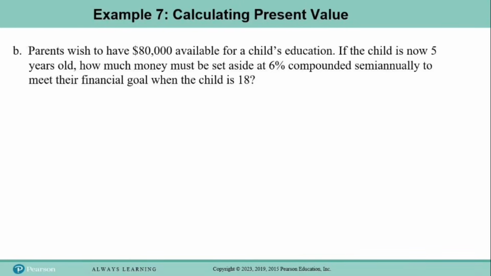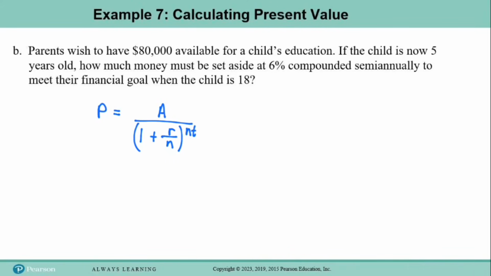And here is example 7 part B. It says parents wish to have $80,000 available for a child's education. If the child is now 5 years old, how much money must be set aside at 6% compounded semi-annually to meet their financial goal when the child is 18? So we're trying to figure out how much we need to invest now. That means we're trying to find a present value. So we want the present value formula.